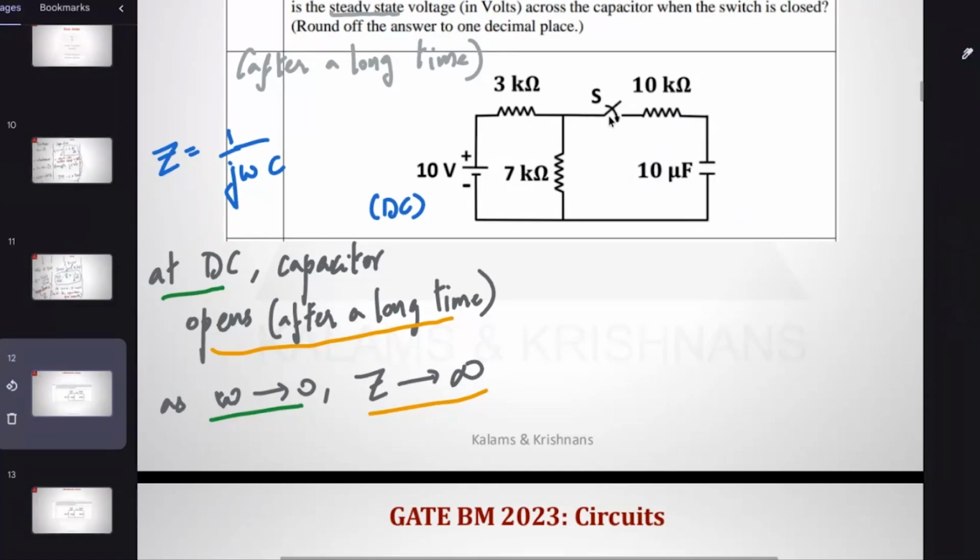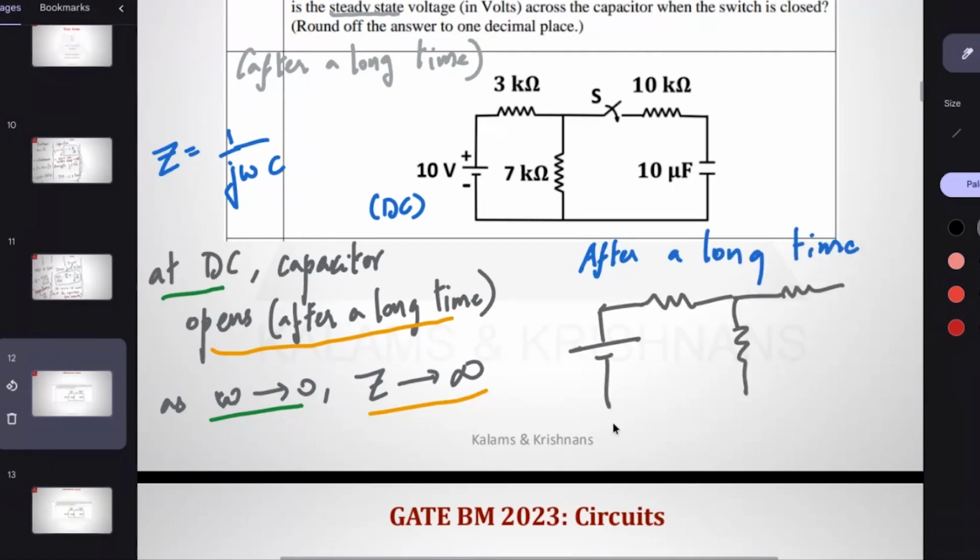If I have to even draw that, long time, that is steady state, the circuit that you have here is open. This is a circuit that you have. Can you tell me the voltage across this capacitor, let's label the points A and B. The capacitor opens, doesn't allow any current, so I have removed it. Voltage across the capacitor is essentially voltage across AB in the circuit.